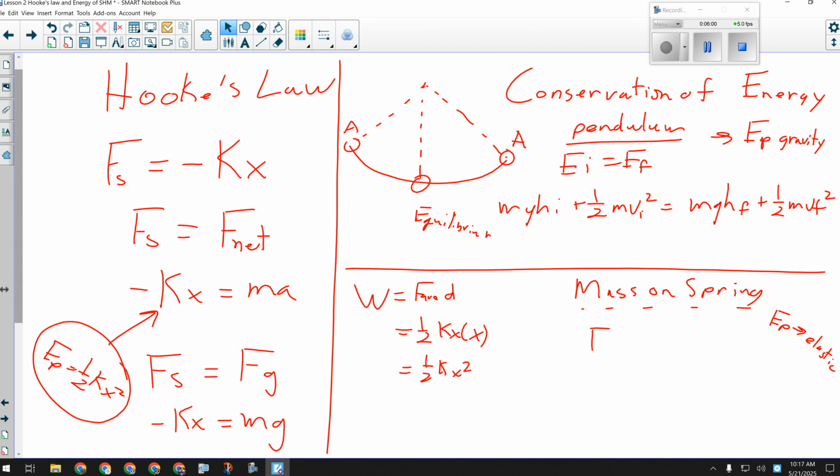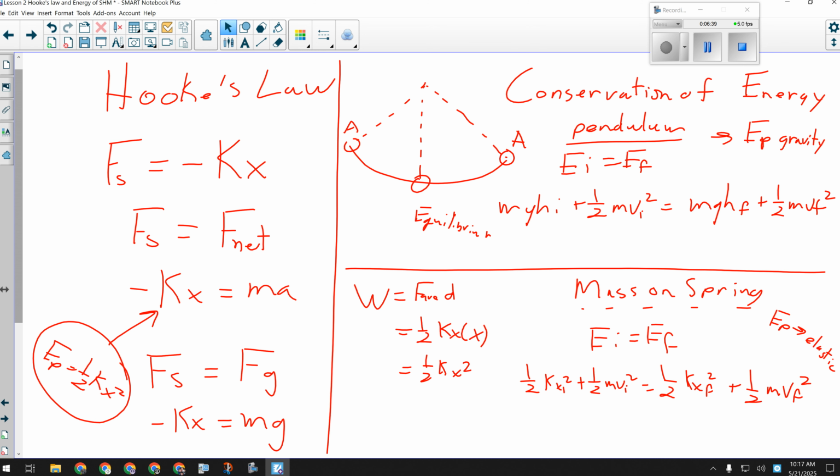Okay, so if we were looking at the end point of one of those, EI equals EF, that would be 1/2 kxi squared plus 1/2 mvi squared equals 1/2 kxf squared plus 1/2 mvf squared. Same thing applies to this as would apply in a pendulum. You might get terminology like equilibrium position, maximum amplitude, things like that.